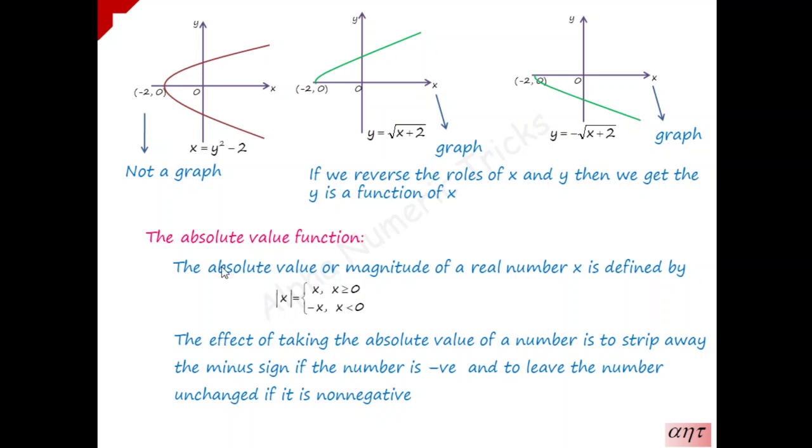This is the absolute value function. For example, what is the modulus of 5? 5 is a positive number, so when you take the modulus, it is 5. 5 alone you have to write.